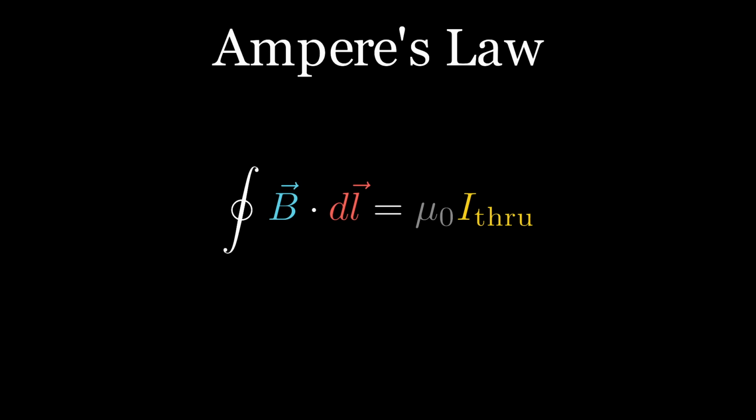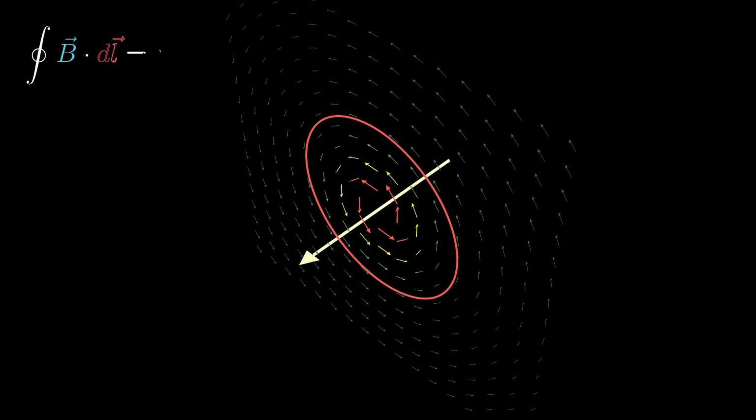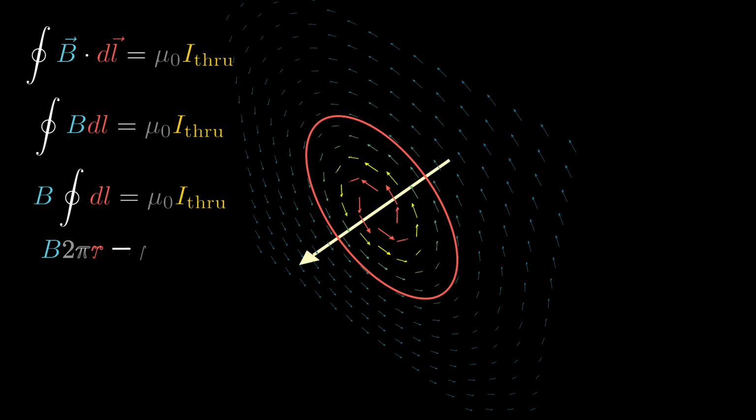To see why it's useful, let's look at an example. If we go in a circle of constant radius around the wire, the magnetic field will be constant. So just like Gauss's law, we can pull out the magnetic field, and now the integral of dl is just the length of the wire, or the circumference, 2 pi r. Divide those sides by 2 pi r, and you get the magnetic field around a wire.